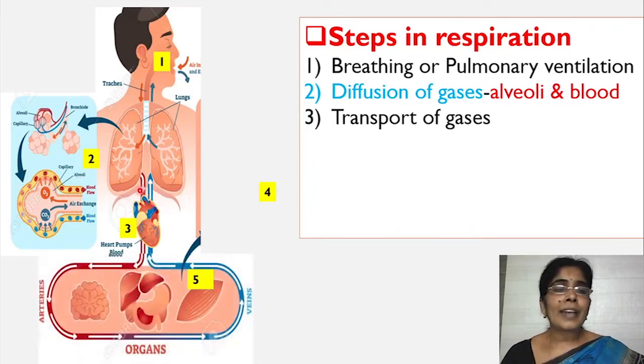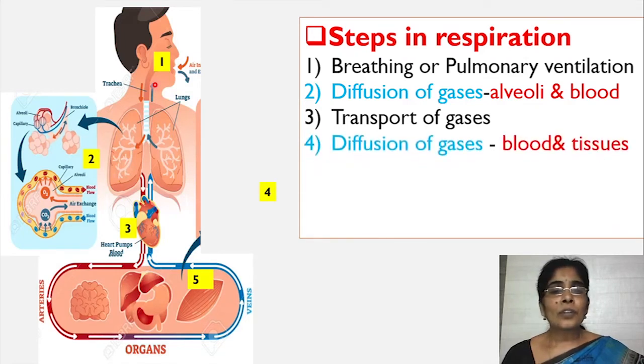Here blood transports the oxygen from the lungs to the tissues of the body, and it transports carbon dioxide from the tissues to the lungs for elimination. So transport of gases is done by the blood. The fourth step is diffusion of gases.